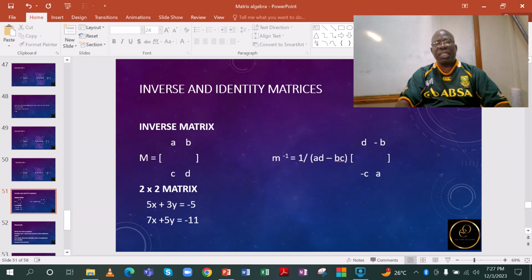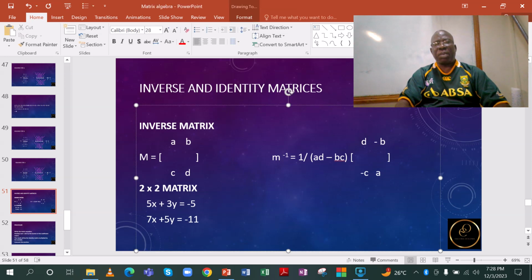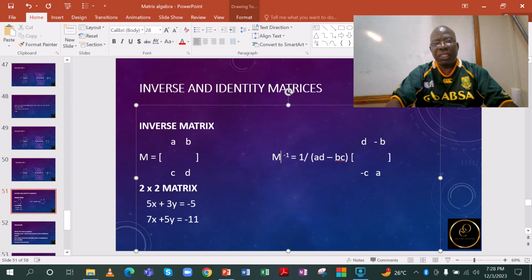The formula is, if M is the matrix A, B, C, D, the inverse of M will be written as M inverse, which is equal to 1 over the determinant, which is A times D, as we saw how to calculate the determinant of a 2 by 2 matrix, A times D minus B times C.